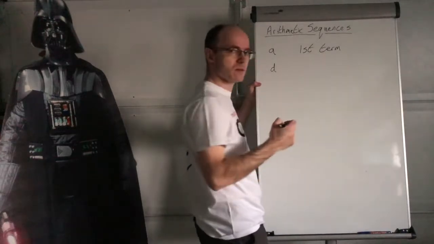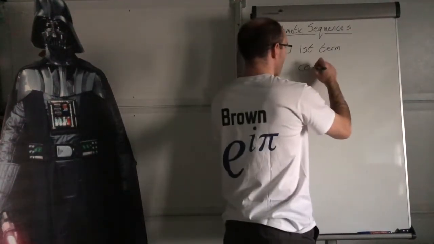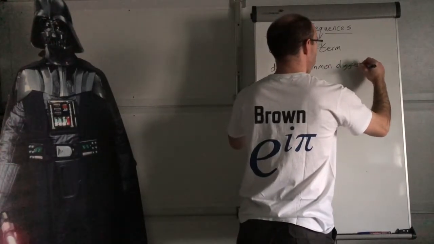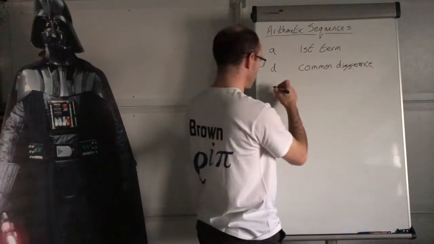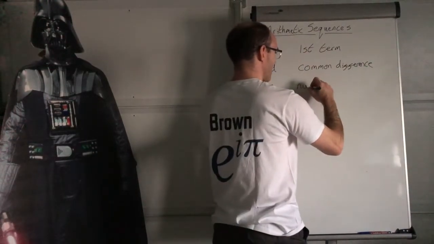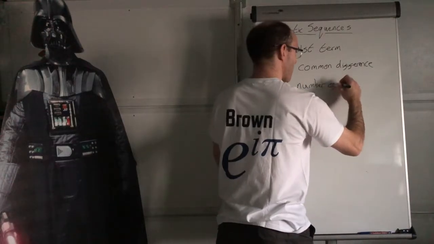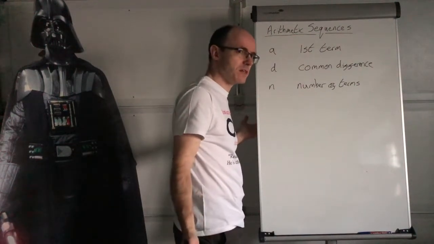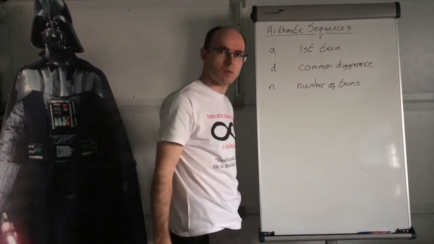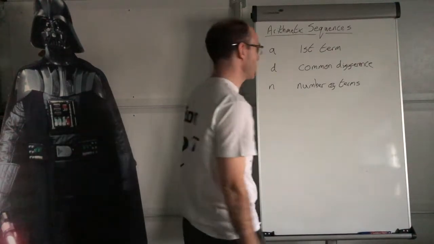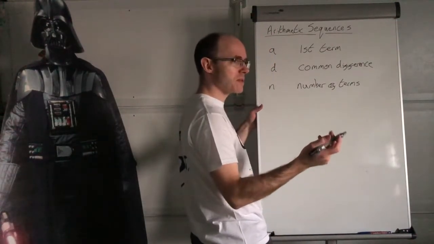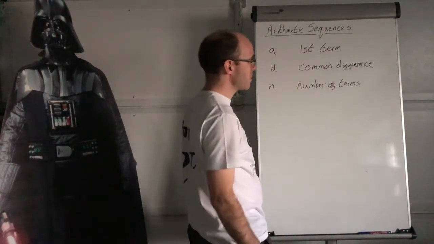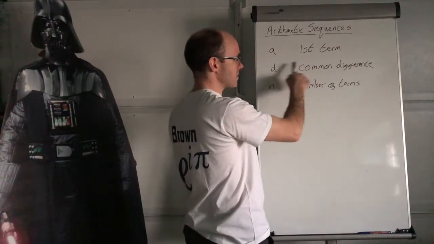D we use to represent what? Yeah. Common difference. And we generally use N to represent number of terms. Now that could be, like if you're interested in the 50th term, N is 50. Okay? Or it could be if you want to work out what the 25th term is, N is 25, and so on. Okay? Sometimes use L to represent the last term, but won't write it down. Okay? Now, these are for arithmetic sequences only. There's a common difference, okay, for an arithmetic sequence.